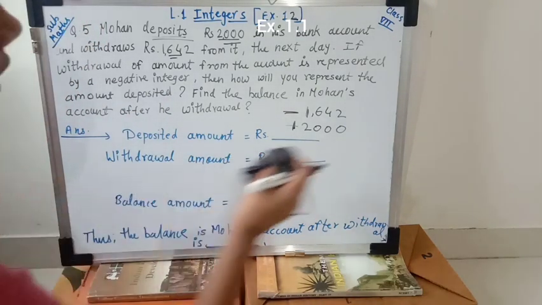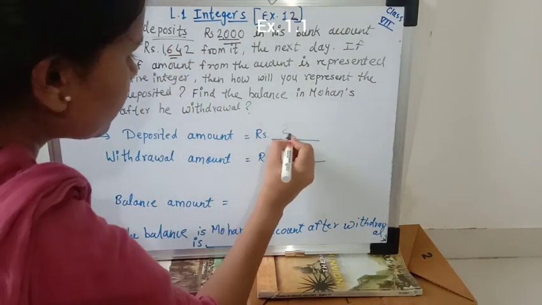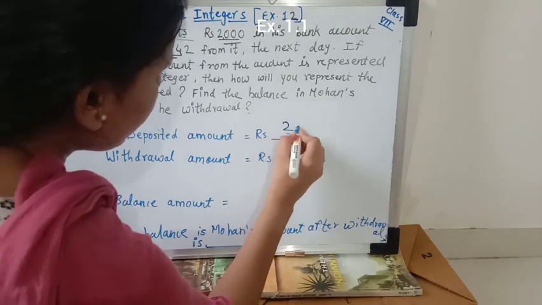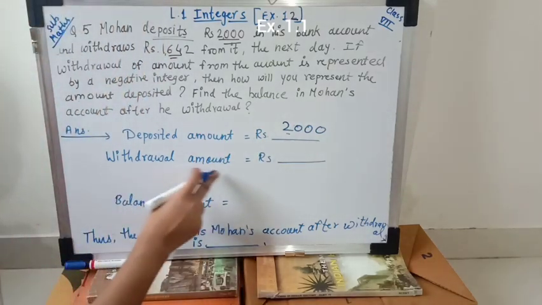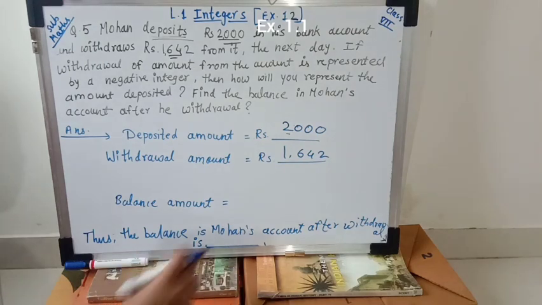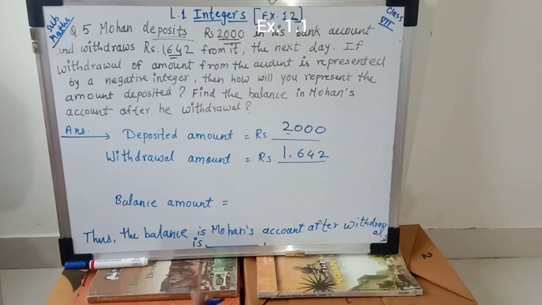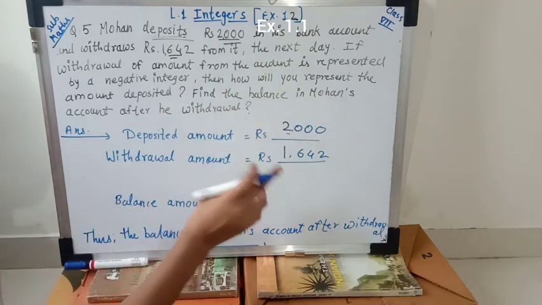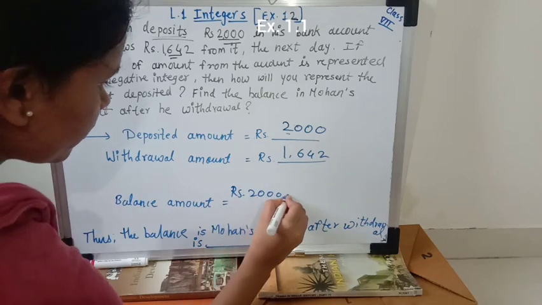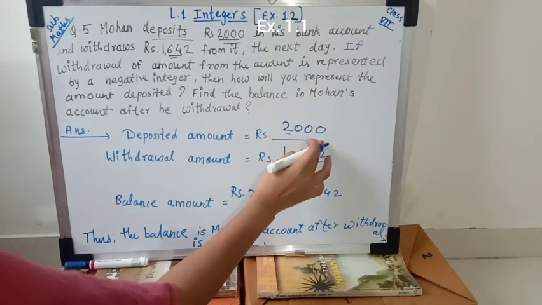Here I'll just rub this. The deposited amount is 2000 rupees. The withdrawal amount is 1642. Now we have to find out how much amount is left in Mohan's account after withdrawing this amount from the 2000. So here we have to do the subtraction: rupees 2000 minus 1642. Let's do the subtraction.